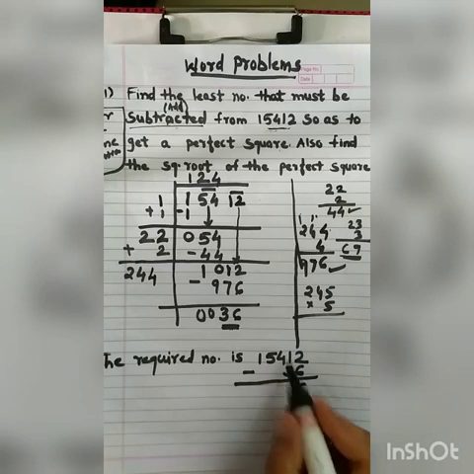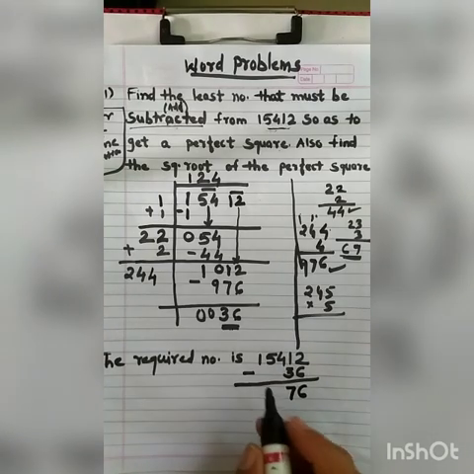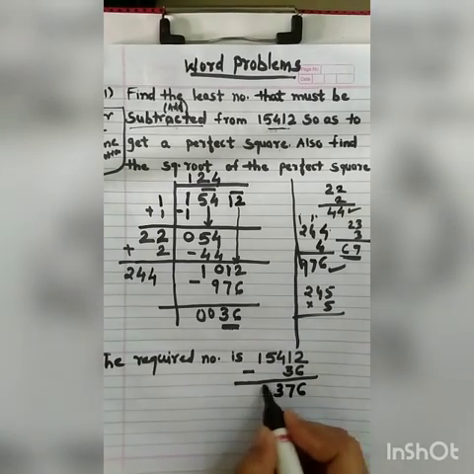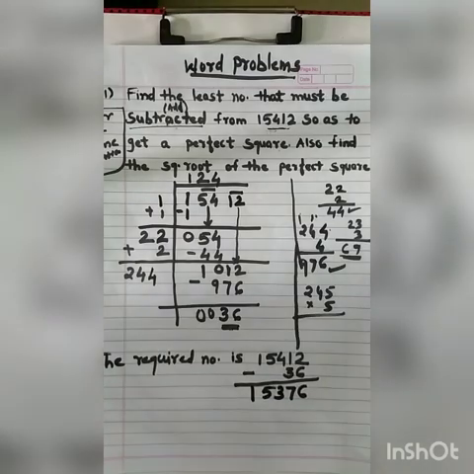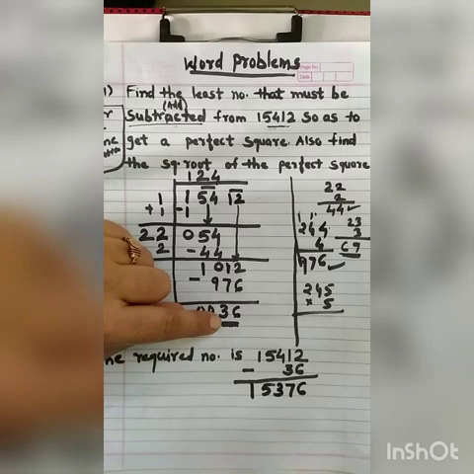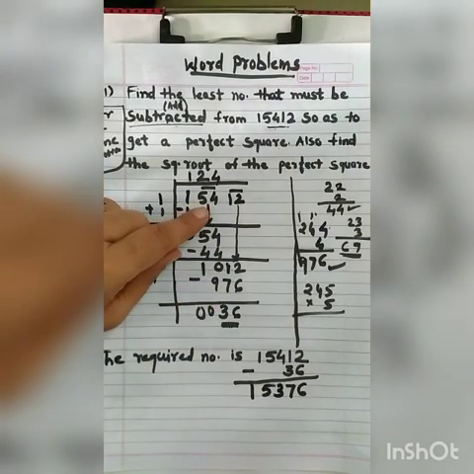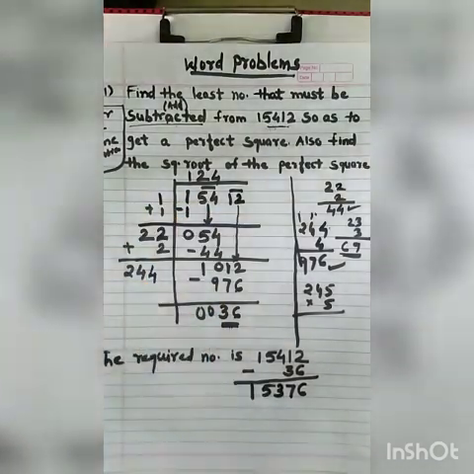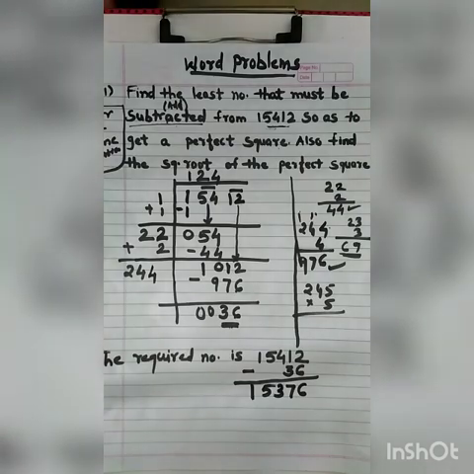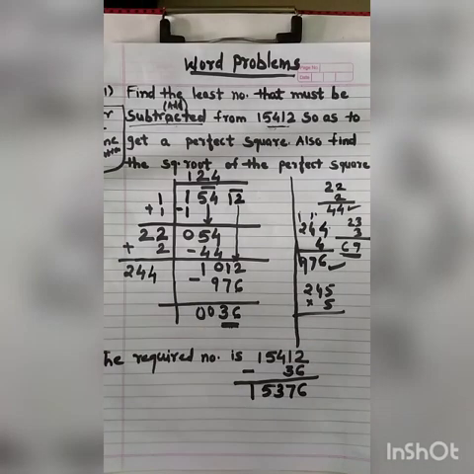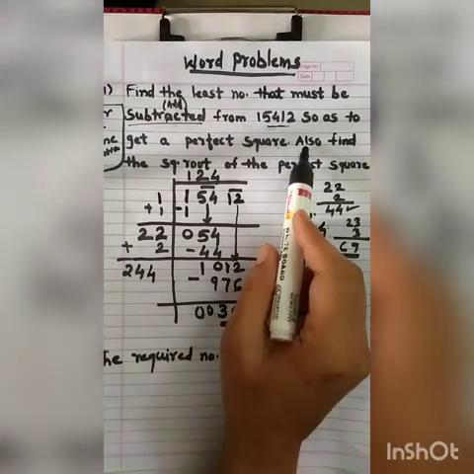Working it out: 12 minus 6 is 6, 10 minus 7 is 3, leaving 3, 5 and 1. So the perfect square number after subtracting 36 from 15,412 is 15,376.